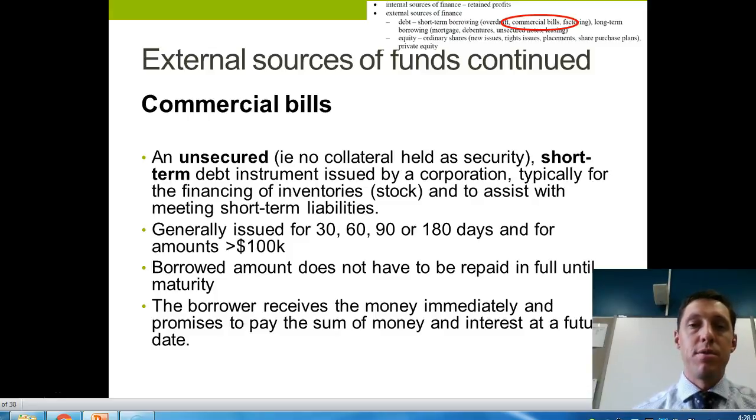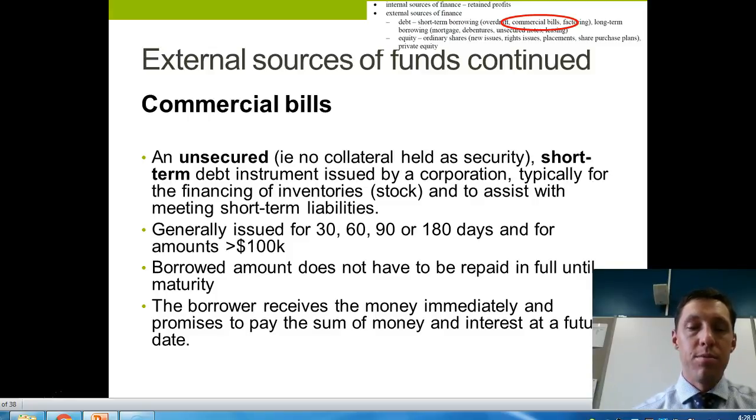So a couple of key points about a commercial bill. Number one, it is generally unsecured. So that means there is no property secured to this particular source of debt finance, which makes it higher risk because no collateral has been held as security. Remember, with a mortgage, for example, although it's long term, it does have collateral, i.e. property, attached to it, and that's why the rate of interest is lower. It's short term, generally 30, 60, 90 or 180 days, and it's generally for amounts over $100,000.